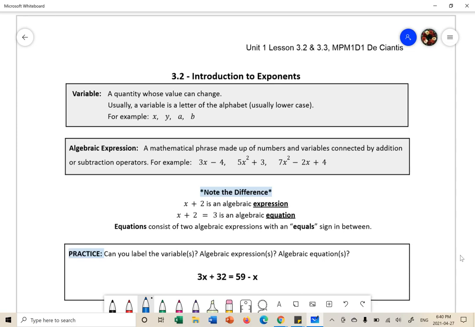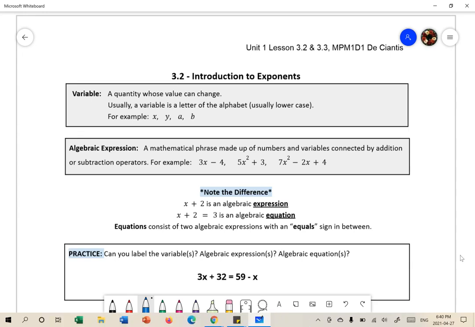An algebraic expression is a mathematical phrase made up of numbers and variables connected by addition or subtraction operators. For example, 3x subtract 4, 5x squared plus 3, 7x squared minus 2x plus 4.